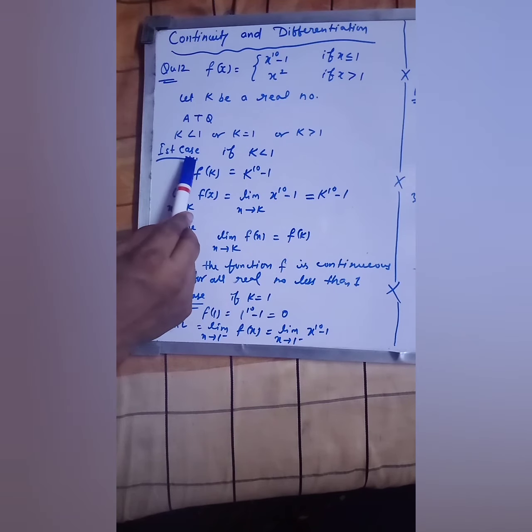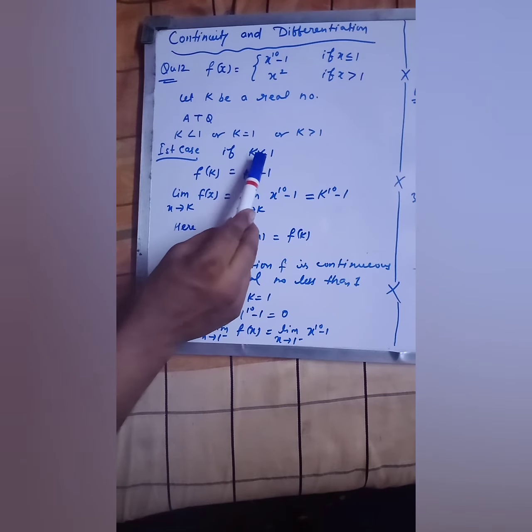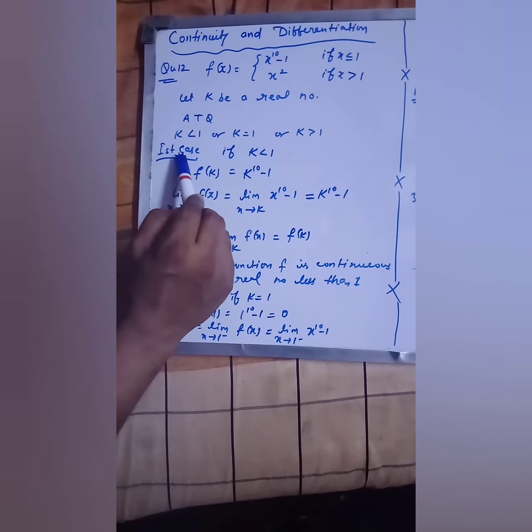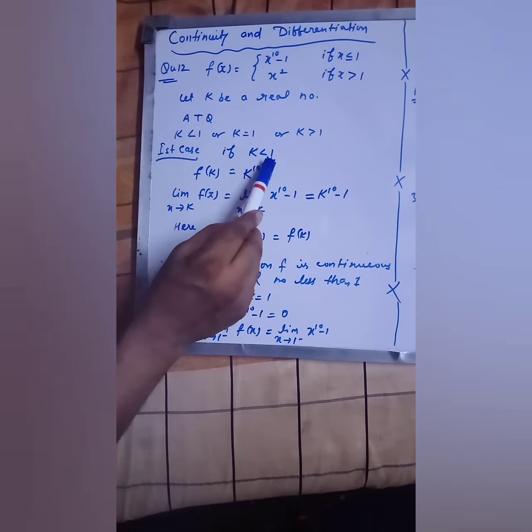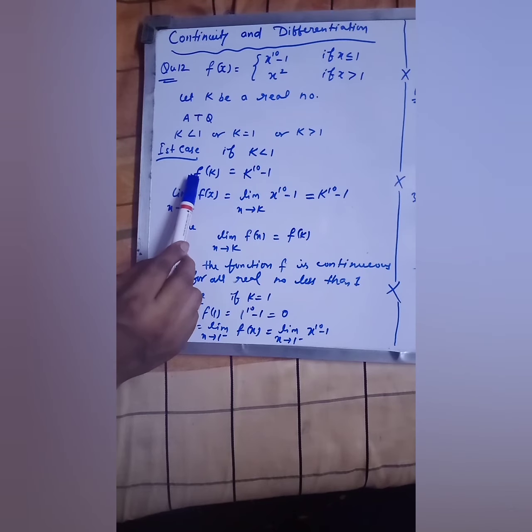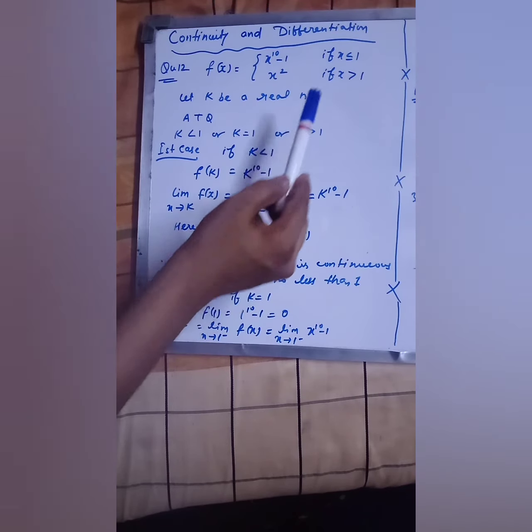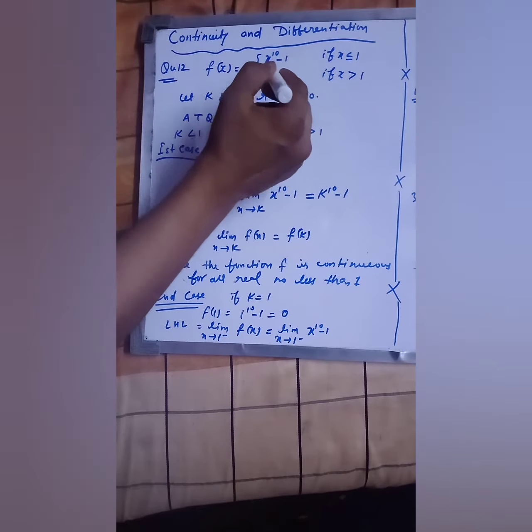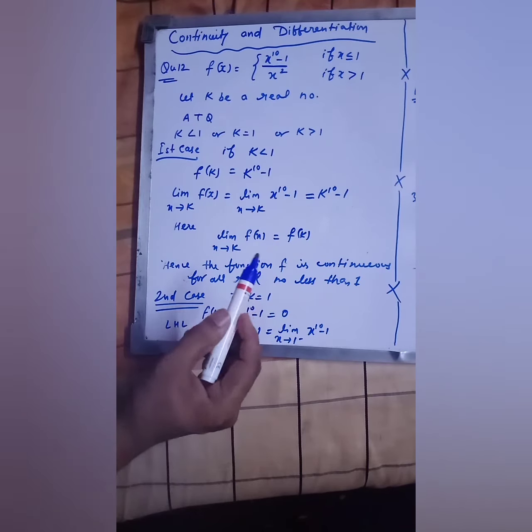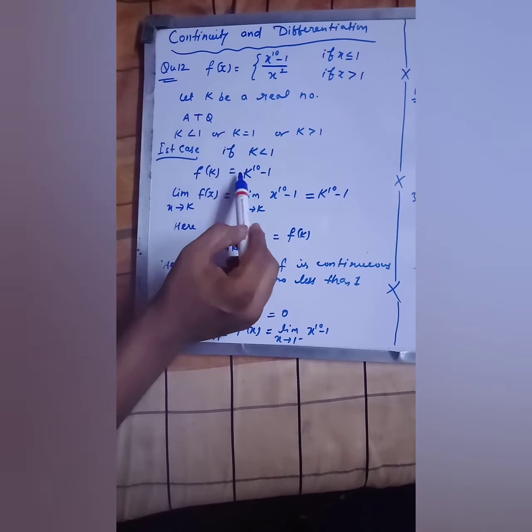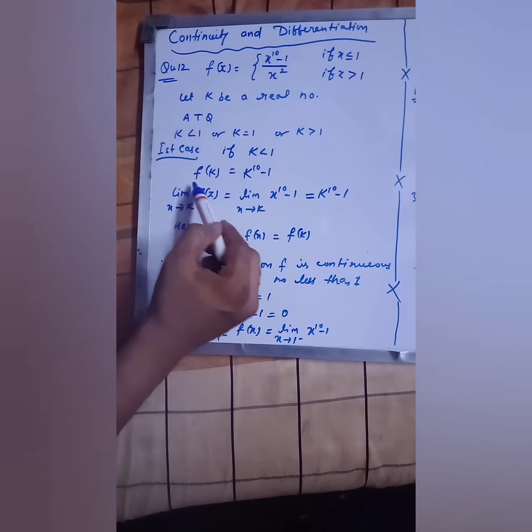So in case 1, that is if k is less than 1. Fine. In case 1 we are taking k less than 1. First you have to find out the value of the function at k, when x is equal to k. So when k is less than 1, your function is defined, you have to take this function x raised to the power 10 minus 1. Okay, and then when you find f(k), you will replace x by k. So you will get k raised to the power 10 minus 1 like this.